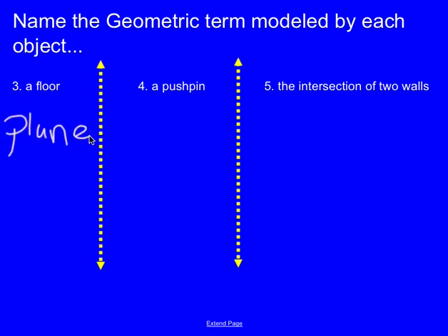It's not a line. We're talking about a push pin. A push pin is something that you push into a bulletin board to keep it up. Well, a push pin is just a dot. So a push pin is just a point because it's just one dot. It doesn't have any shape or thickness.